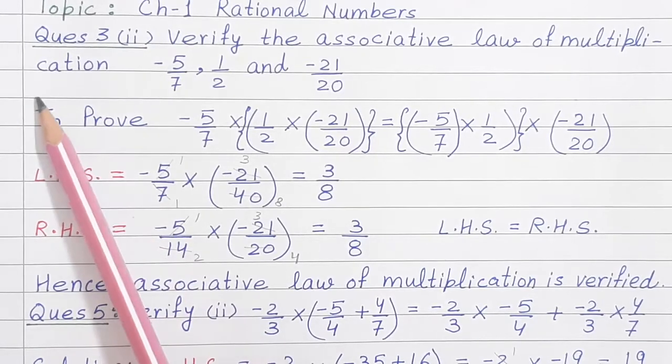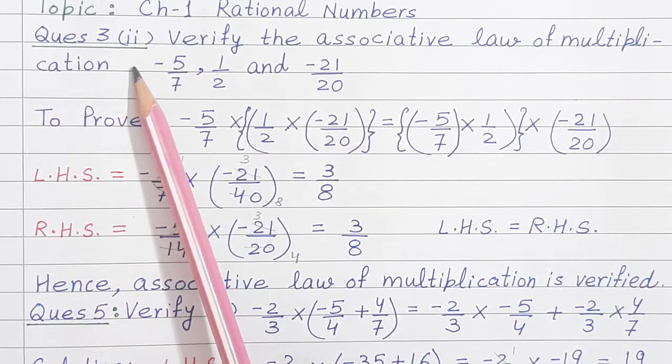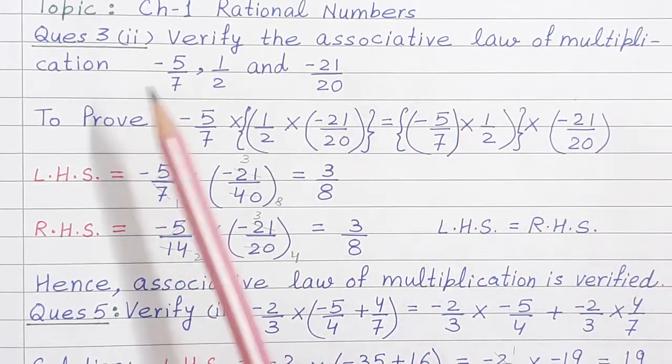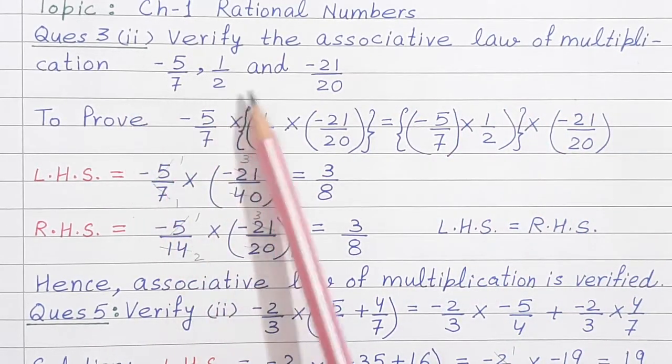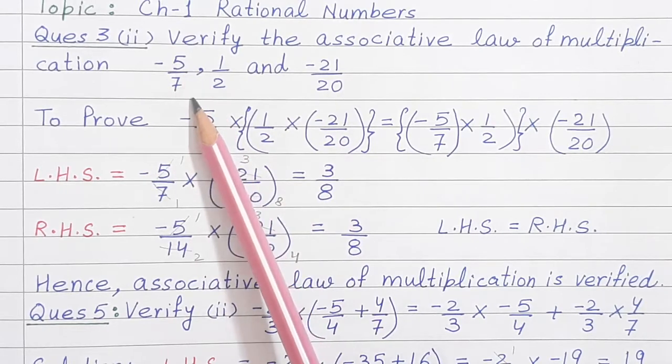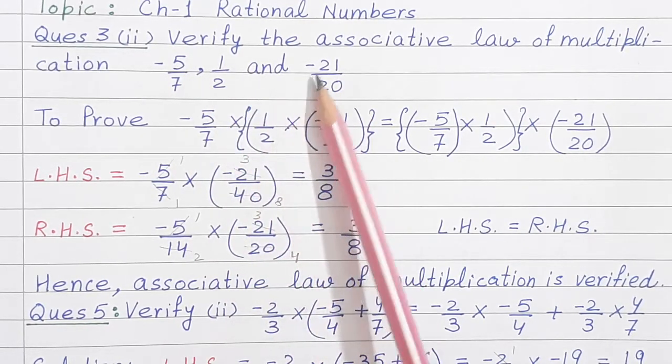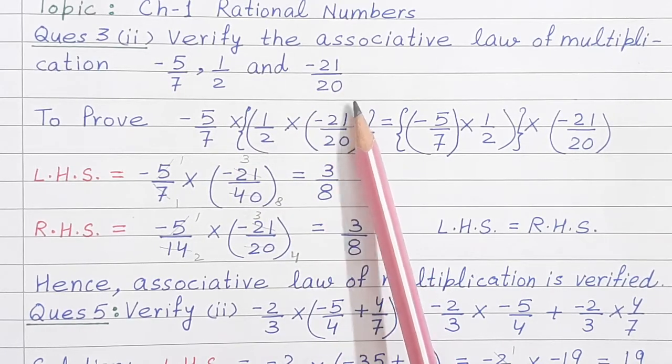Now let us move to next question. Question number 3, second part. Verify the associative law of multiplication. And the numbers are minus 5 upon 7, 1 by 2 and minus 21 upon 20.